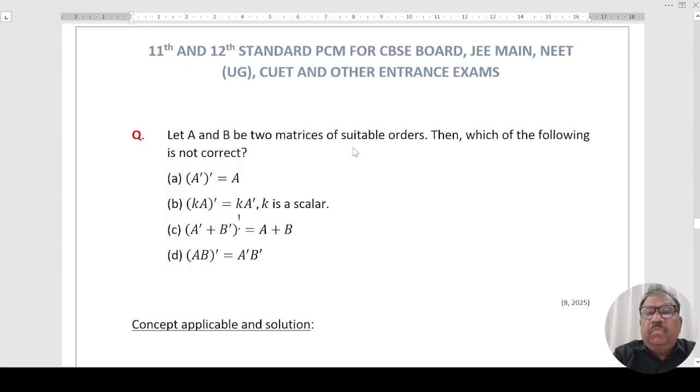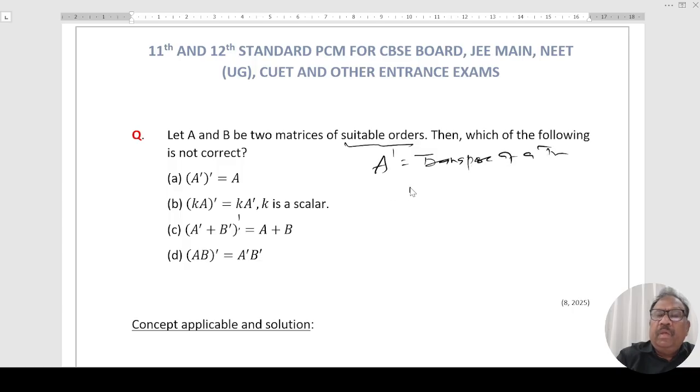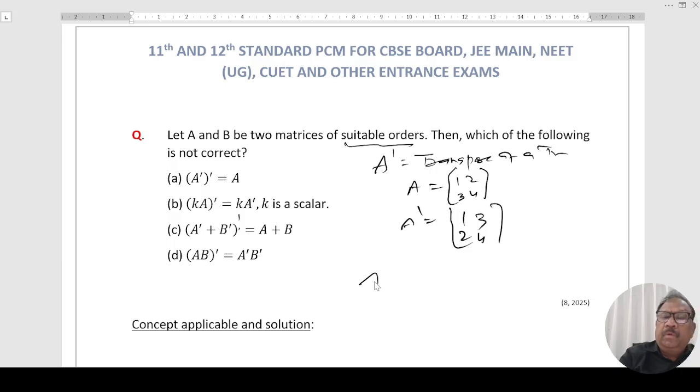Let A and B be matrices of suitable orders. Then which of the following is not correct? Transpose of a matrix. If A is 1 2, 3 4, A dash would be 1 3, 2 4, by changing rows into columns and columns into rows. And the property is, if we transpose it again, we will get this again. Transpose, this is correct.